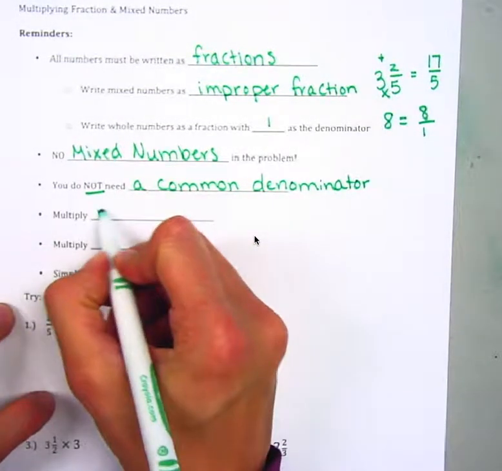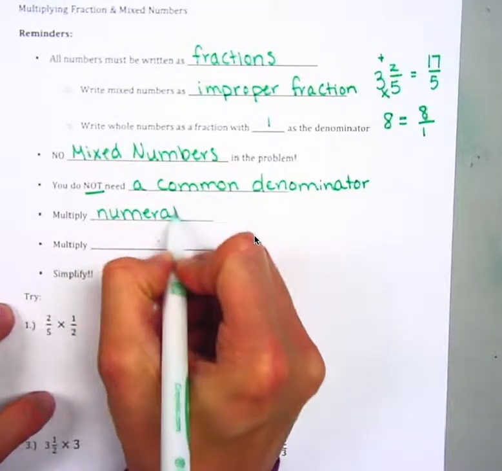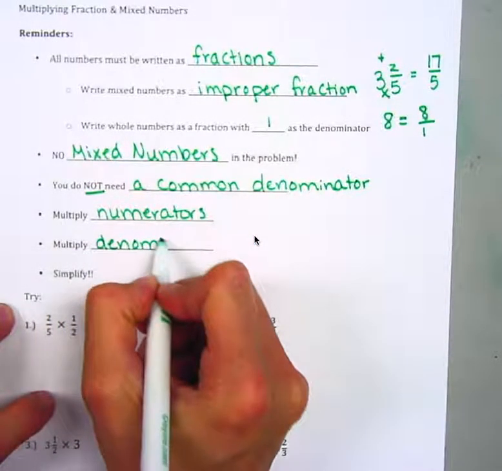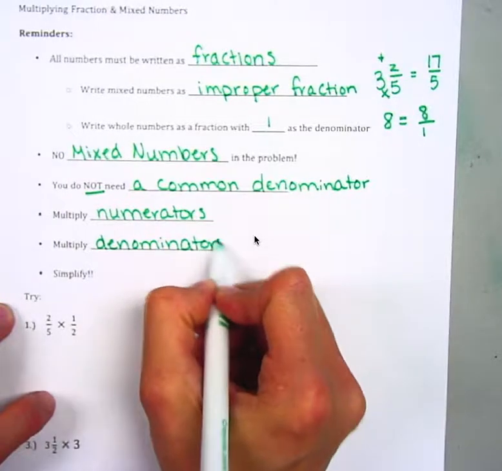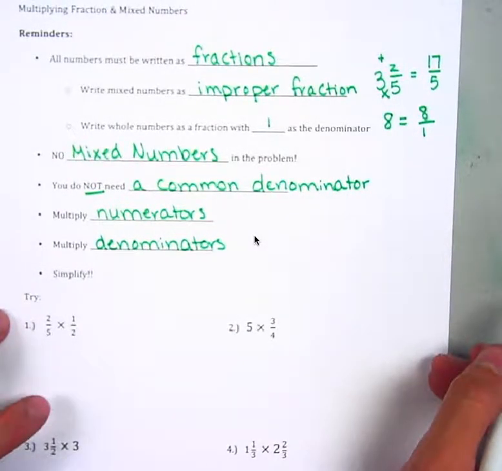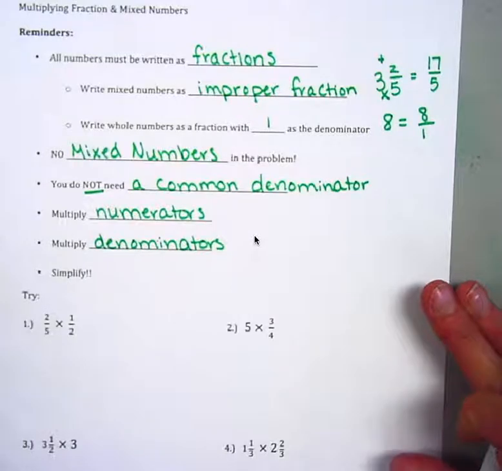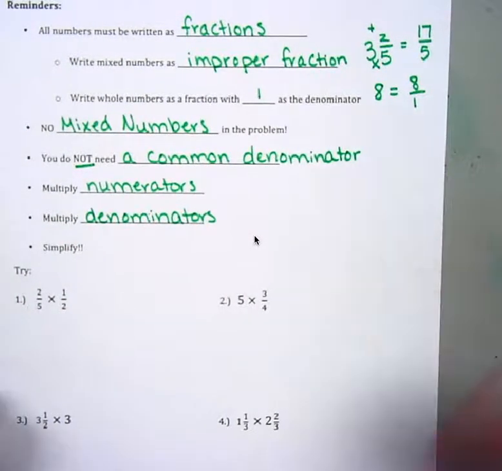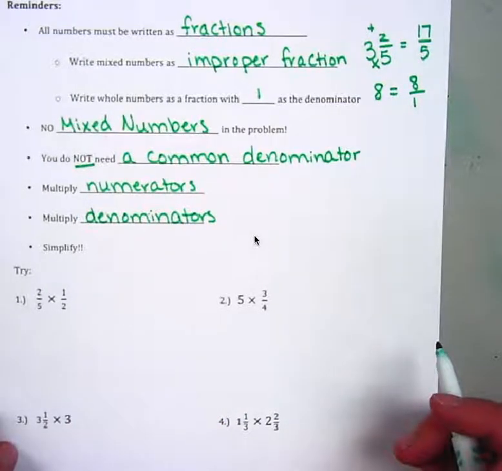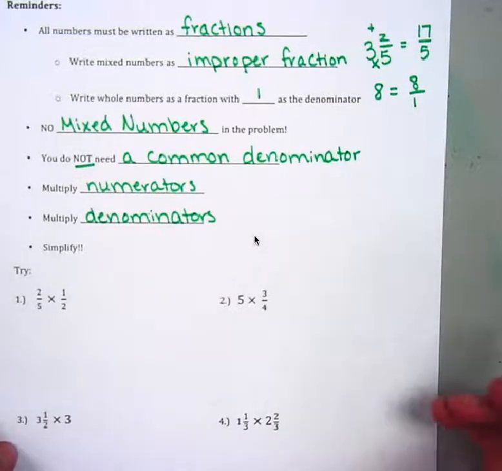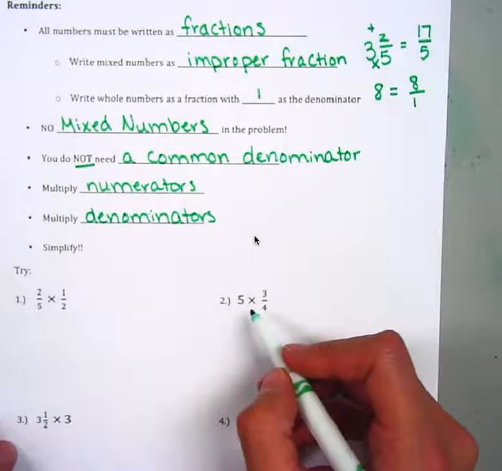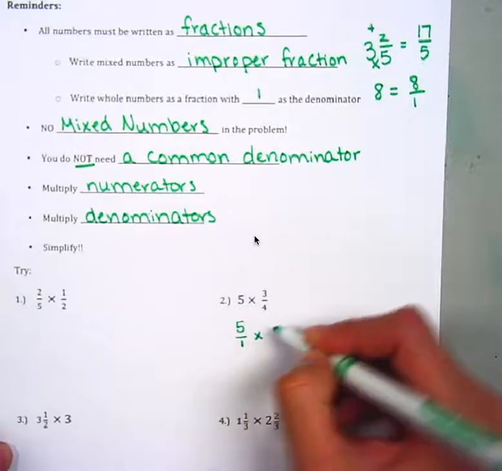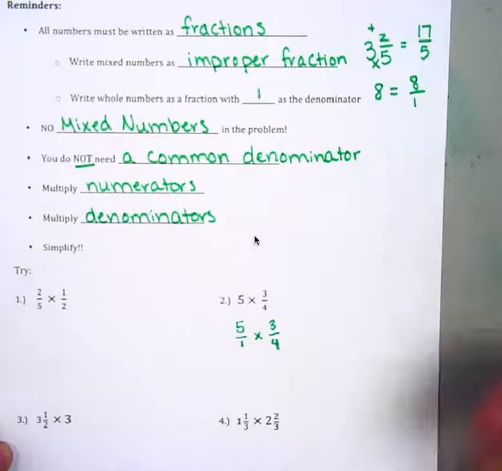All you do is multiply the numerators, multiply the denominators, and then simplify. So if we look down at 1, 2, 3, and 4, we can see that number 1 are already fractions. So we know that we're just going to multiply across. Number 2 has a whole number. So we're going to rewrite this problem as 5/1 times 3/4.